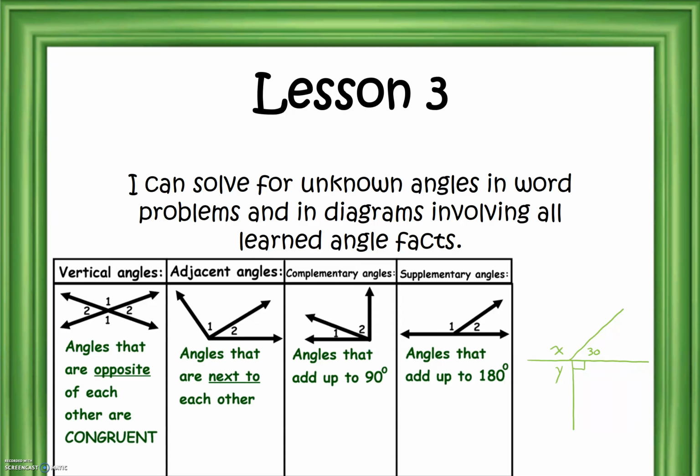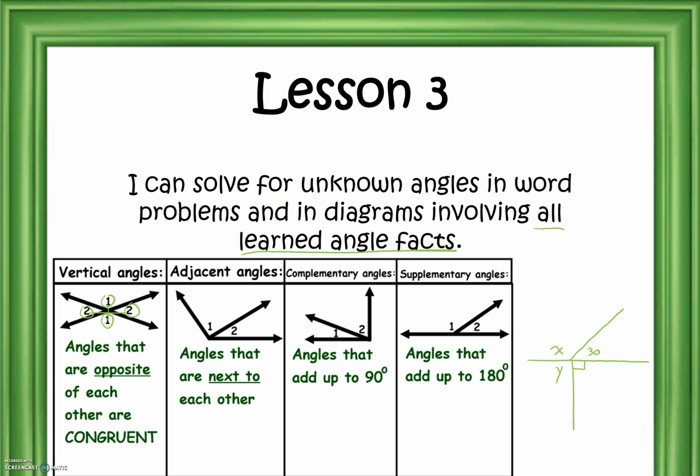Lesson 3, I can solve for unknown angles and word problems and diagrams involving all learned angle facts. This is really just more practice from lesson 2, and note that it says all learned angle facts and angle relationships. So if we review those real quick, vertical angles are across from each other and they have equivalent values. So 1 and 1, 2 and 2, so 2 are the same, 1 are the same.